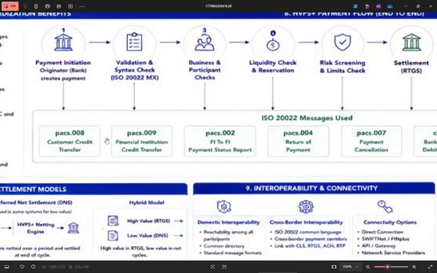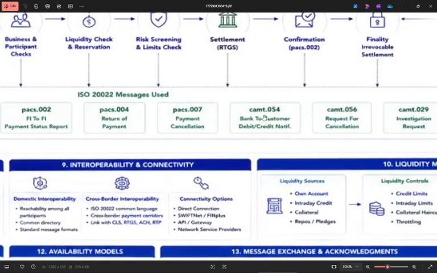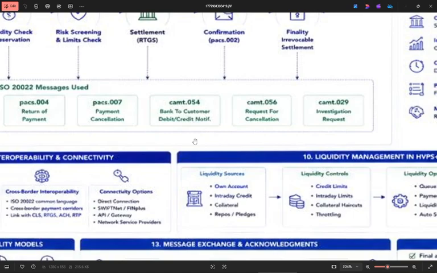But if you see, these are the messages involved in it. Initiation of payment is the pacs.008 message, the financial credit transfer, then pacs.002 is used for status reporting, pacs.004 for payment return, cancellation of message pacs.007, camt.054 for bank to customer debit credit notification, camt.056 is for cancellation. But can anybody tell me what is the message that is sent before cancelling the payment with camt.056? Might be you can comment here if you know this answer. That message is called camt.055. Camt.055 is a cancellation message which is converted to camt.056, and camt.029 is an investigation message.